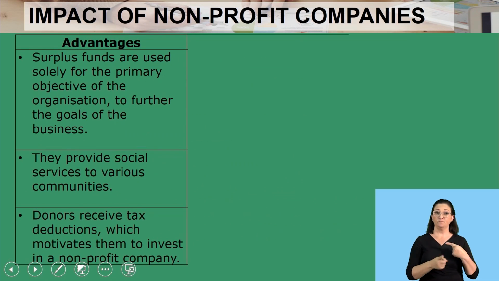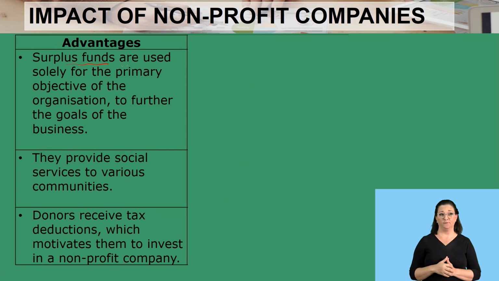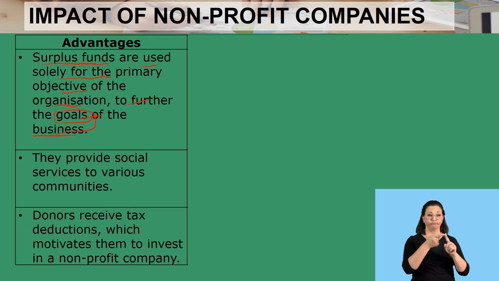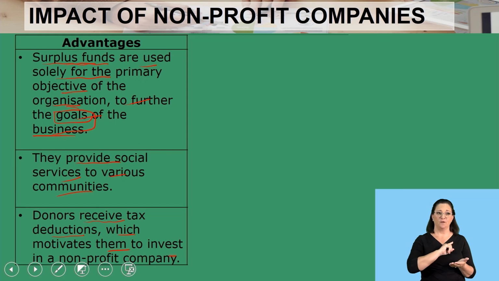Then what are the advantages and disadvantages? Surplus funds are used solely for the primary objective of the organization to further the goals of the business. So the aim is to grow the business, provide more services. That's why we're saying surplus funds are used for the primary objective or the goals of the organization. And then they provide social services to various communities. And then donors receive tax deductions, which motivates them to invest in non-profit companies.